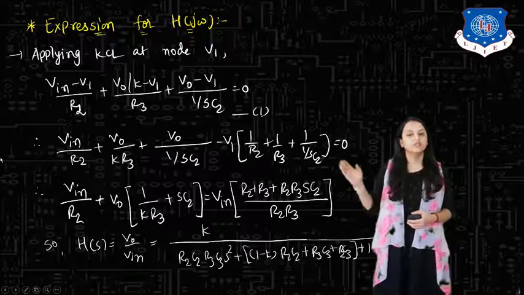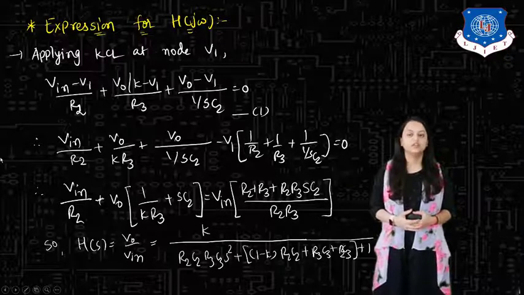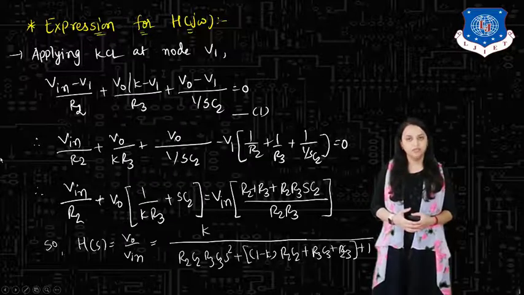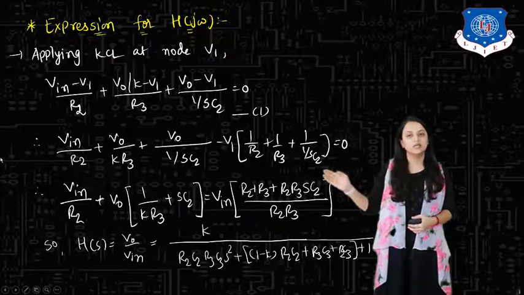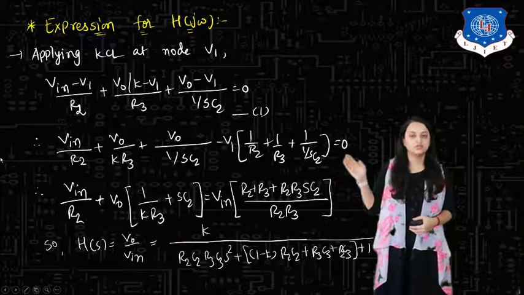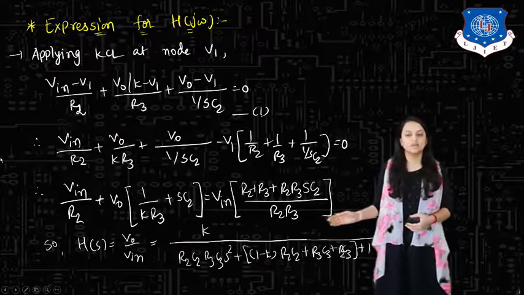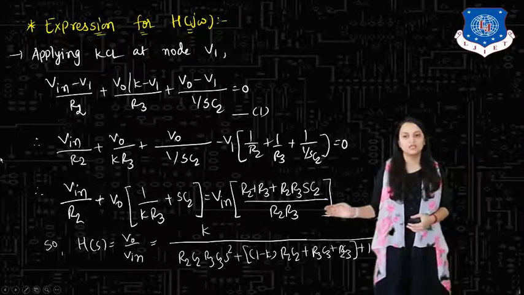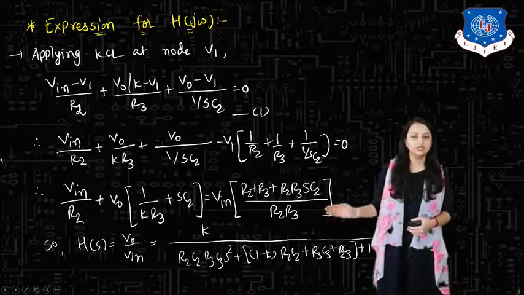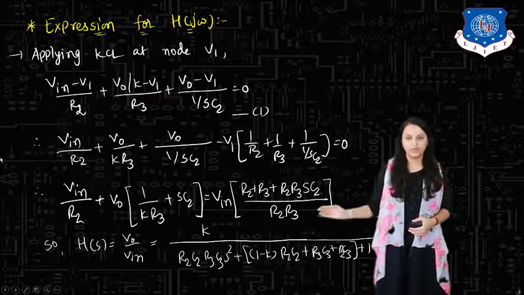Now if we simplify the terms, we will have Vin by R2 plus VO by KR3 plus VO upon 1 by SC2 minus V1, and in the bracket we have the terms 1 by R2 plus 1 by R3 plus 1 upon 1 by SC2, that is equal to 0. By further simplifying, we can get the next term, that is Vin by R2 plus VO, in the bracket we have 1 upon KR3 plus SC2, that is equal to Vin into (R2 plus R3 plus R2 R3 SC2) divided by R2 R3.